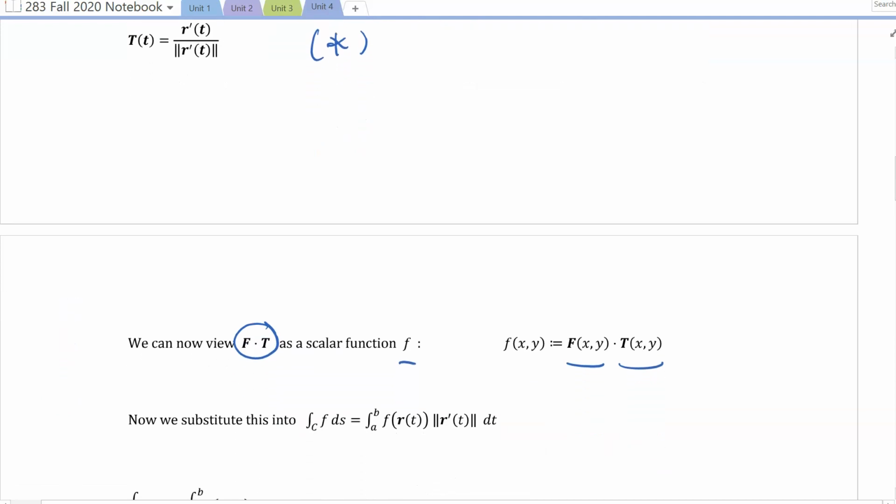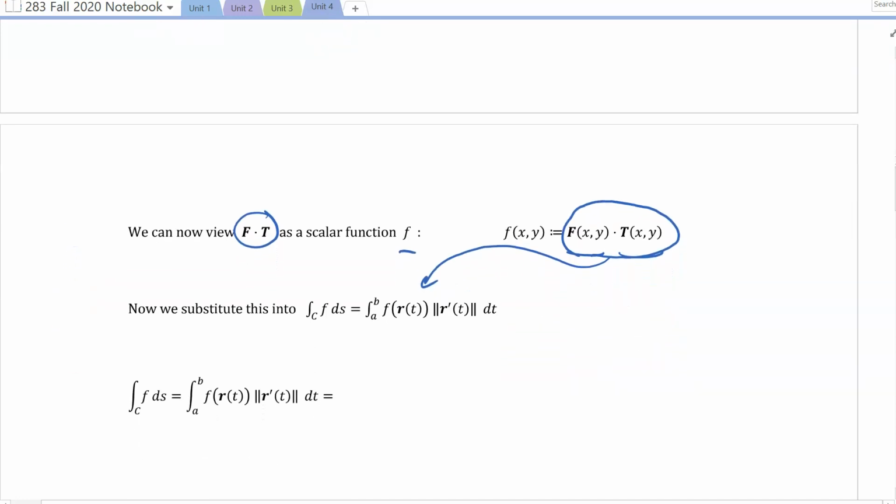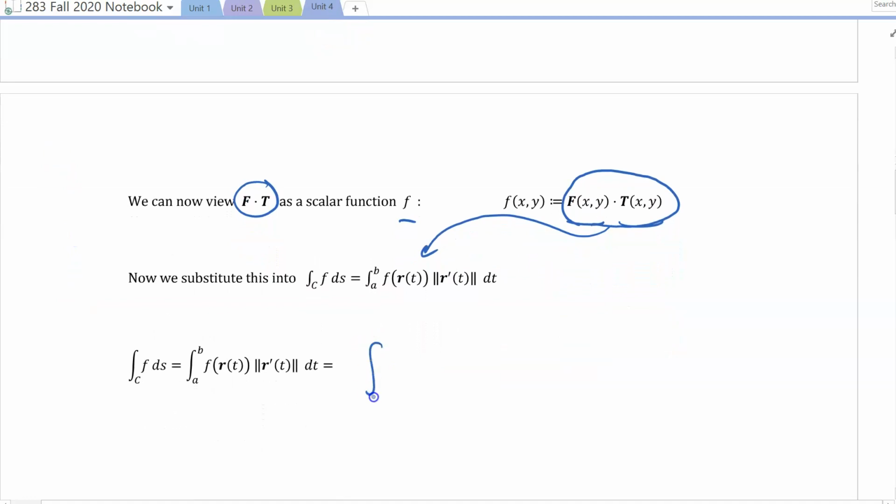Now we're just going to substitute that into the expression for the line integral. We take capital F dot T and substitute it in for little f of r of t. Let's do that work now. Substituting that in, we need to rewrite this. We're going to have the integral from a to b, leaving a little bit of space here. Little f we're going to replace with capital F of r of t dotted with capital T of r of t.